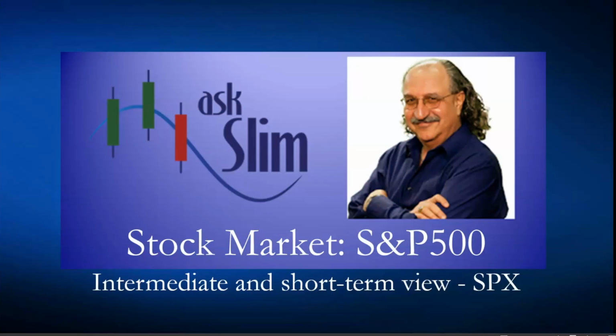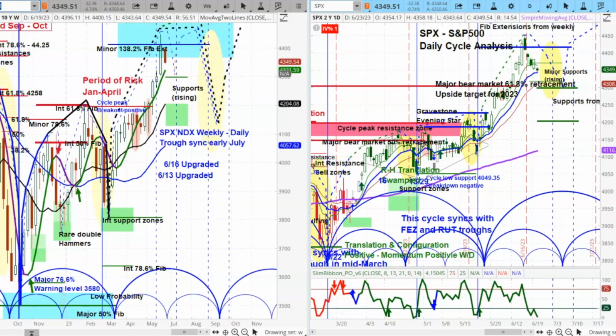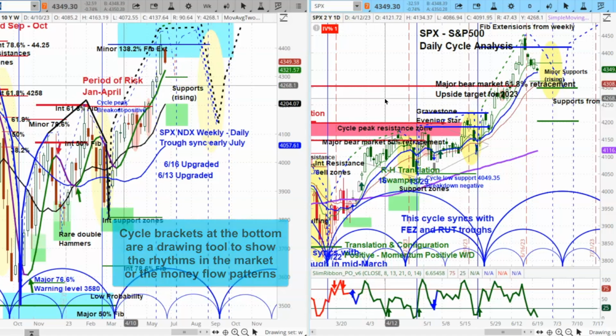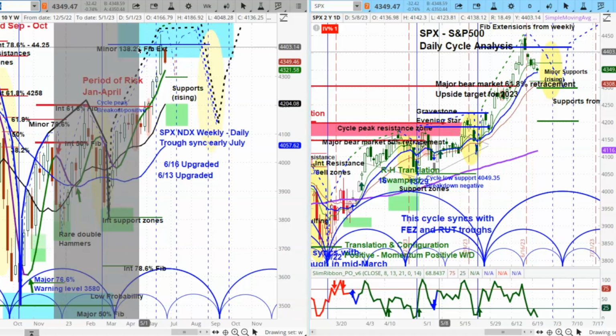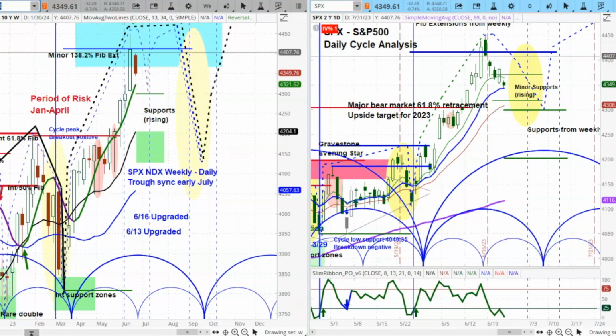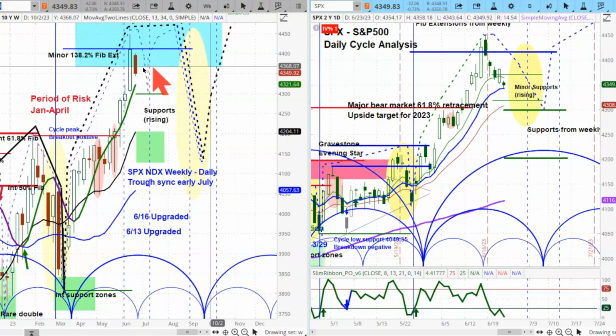All right, stock market analysis, S&P 500. We're going to look at the intermediate and the short term as we look at the SPX. Let's take a look at these charts over here. On the left, we have a weekly chart, and on the right, we have a daily chart. I'm going to blow up the weekly chart first, but it's important to see them side by side because there's important information, and I'm going to tell you that right now before I get to the analysis.